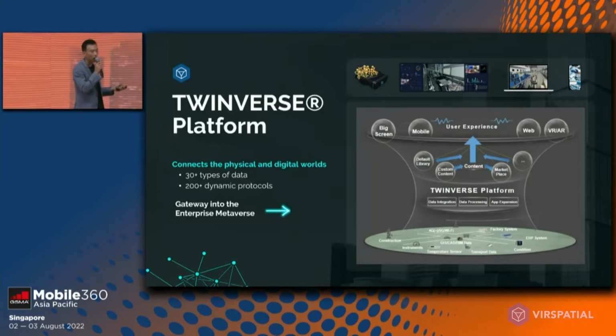This is our answer: the Twinverse platform. Okay. This is the platform we built. Number one, it integrates. It actually replicates the real world. We take different types of data, more than 30 types, from BIM, GIS, CAD, but also, as I mentioned, IoT, MES, ERP, all the system data. So the first step is to build this replication of the real world.